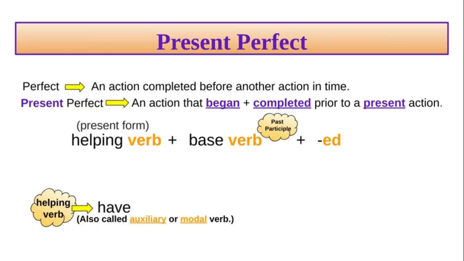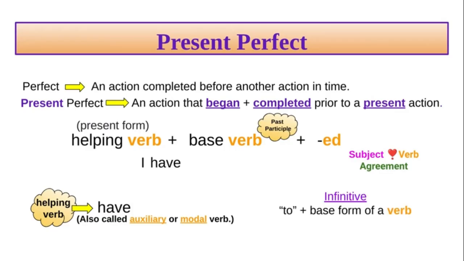Here is a sentence using the first person pronoun I, the present form of the helping verb, have, the base form of the infinitive to walk, with an ed ending. I have walked to school before.